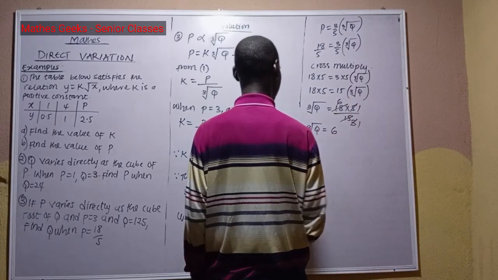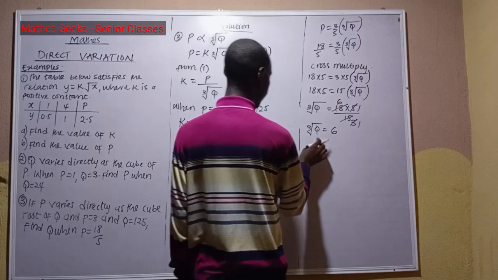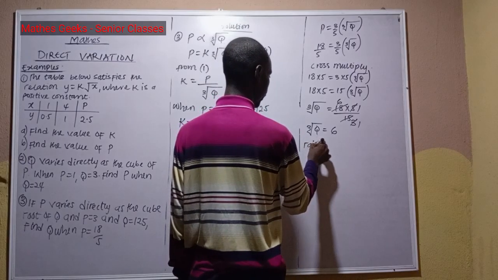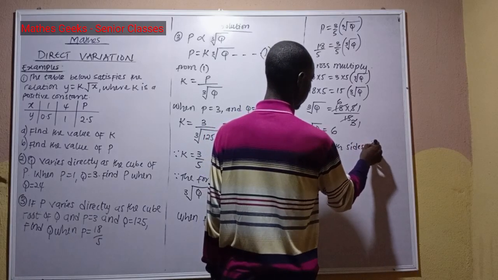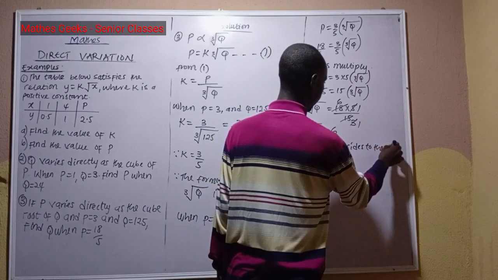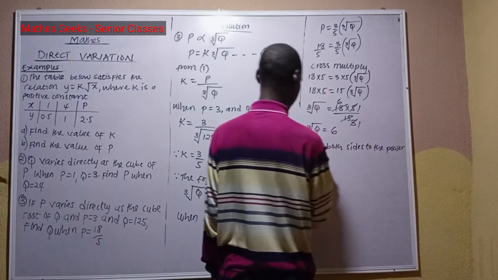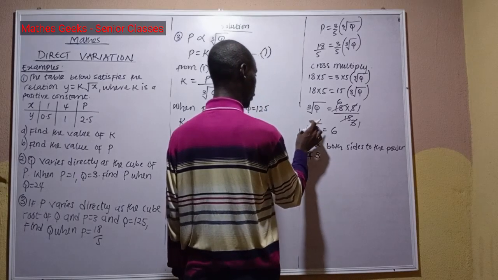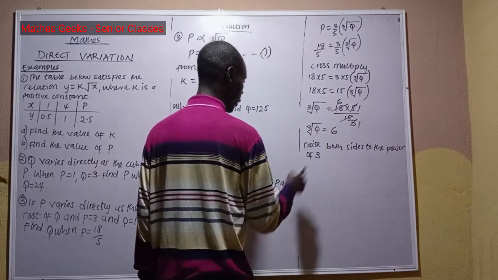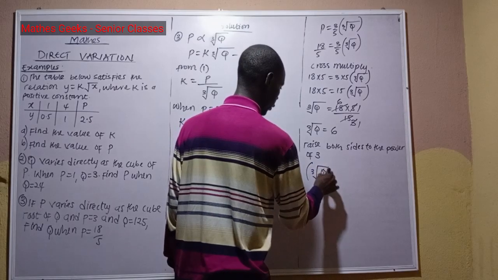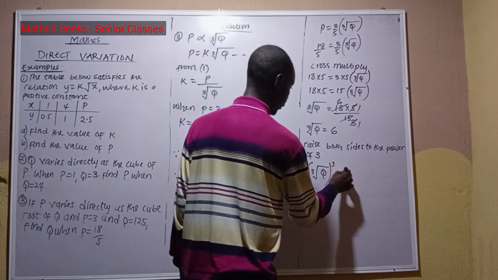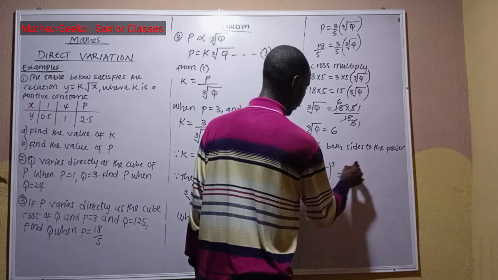So the next thing is to raise both sides to the power of 3. You have to eliminate this cube root sign. So this will give us the cube root of q raised to the power of 3 equals 6 raised to the power of 3.